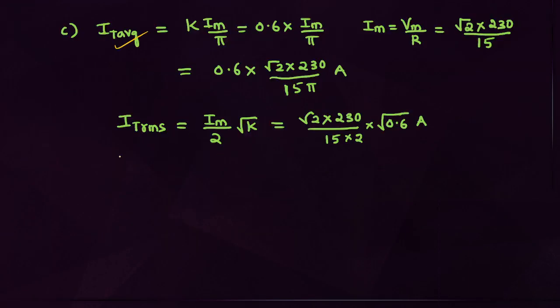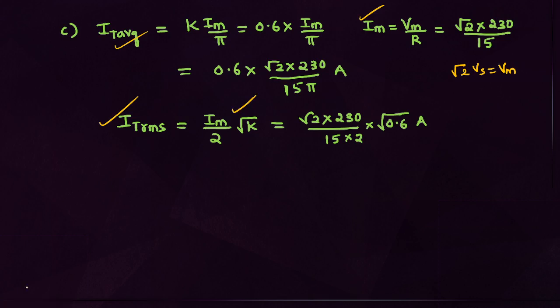How to calculate average thyristor current? Average thyristor current equal to K Im by pi, friends. K Im, how to calculate? Im equal to Vm by R. Don't forget this one. Im equal to Vm by R. Vm is root 2 Vs. Root 2 Vs equal to Vm, friend. Then how to calculate RMS thyristor current? RMS thyristor current equal to Im by 2 into root K.